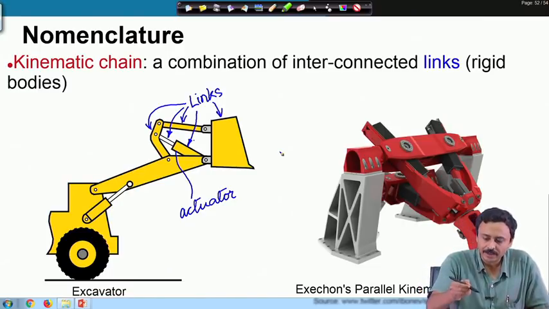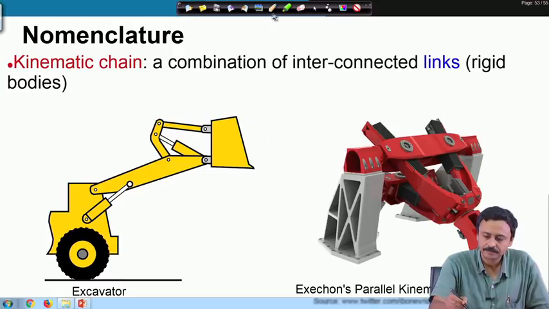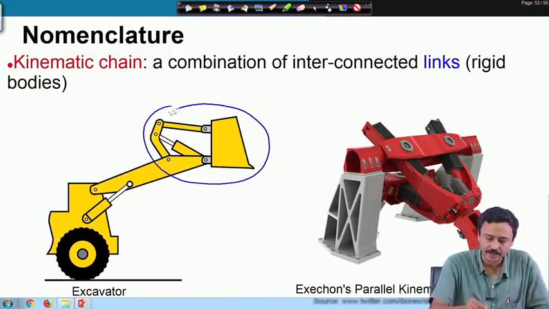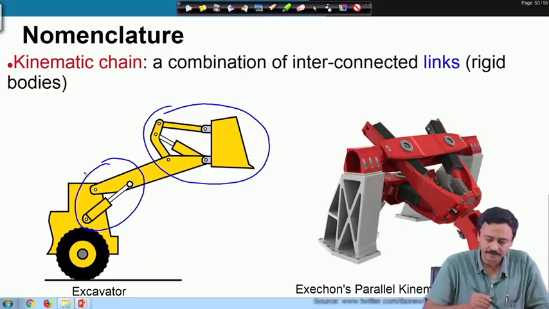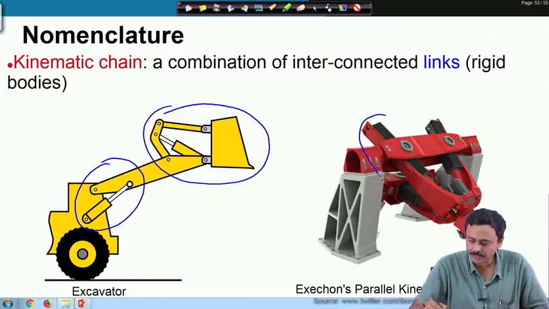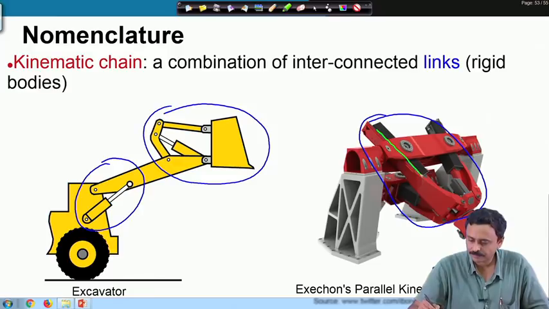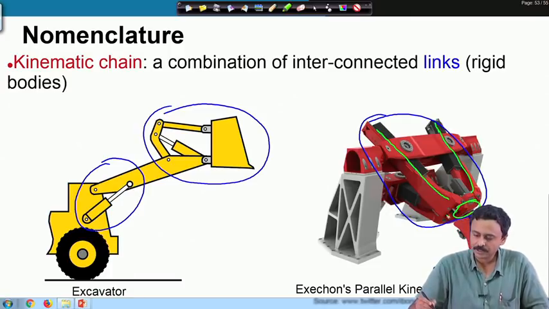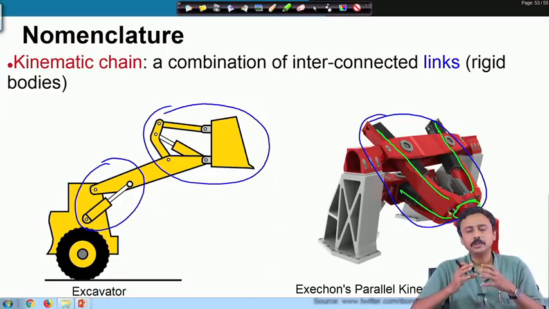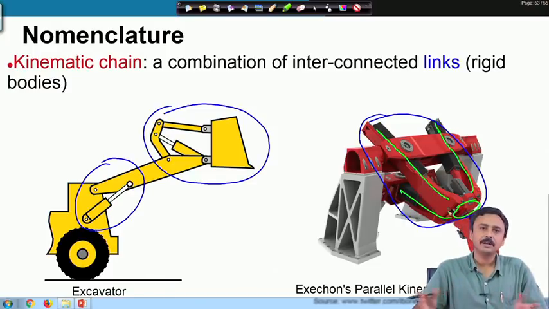So, this is a kinematic chain. This is a kinematic chain. Here is another kinematic chain. Here is a kinematic chain where you have these links. This is a link, here is another link, here there is another link, here comes another link. They are all connected through these connection points, and they make up a kinematic chain.